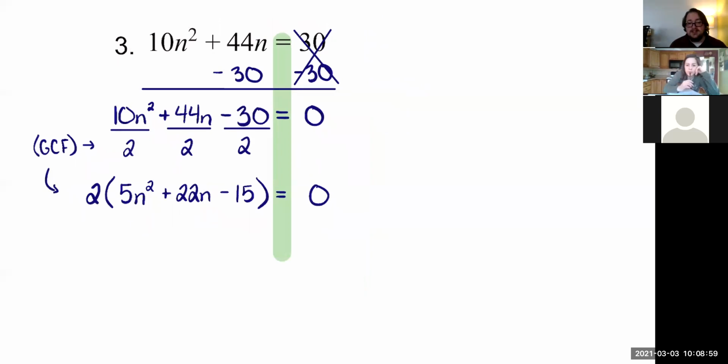So I've got the 2 set aside. That certainly made my A, B, and C significantly smaller. That's nice. So I'm going to list those real quick. The trinomial inside the parentheses, what's my A? 5. What's my B? 22. And my C? Negative 15. I think that was Marissa. And then I write 5. Silly me.